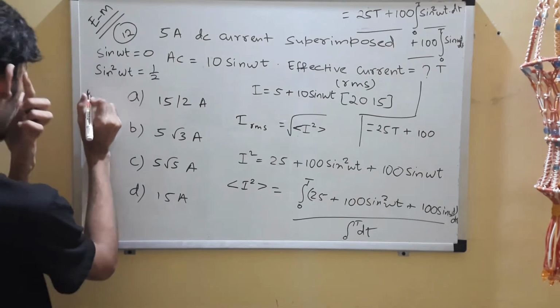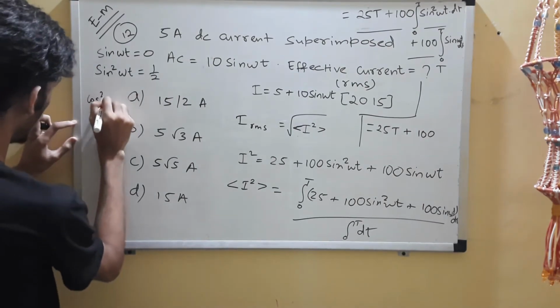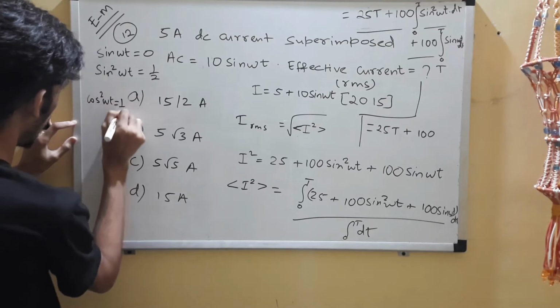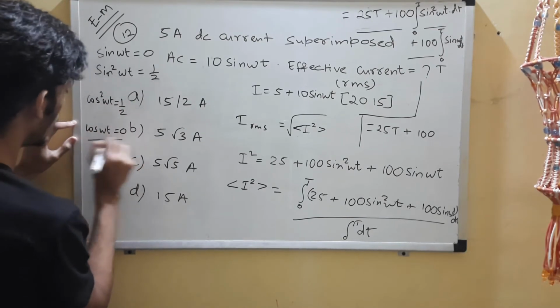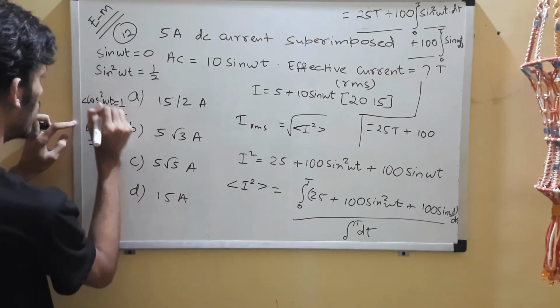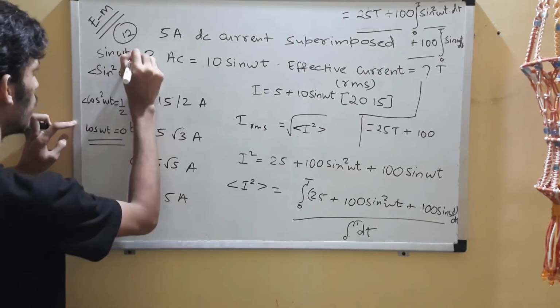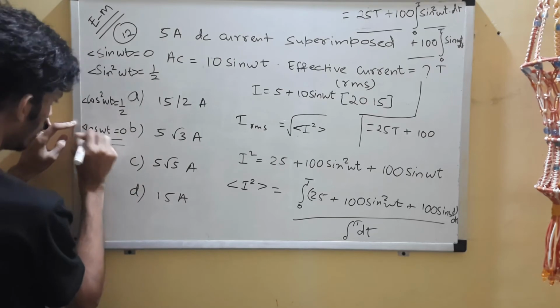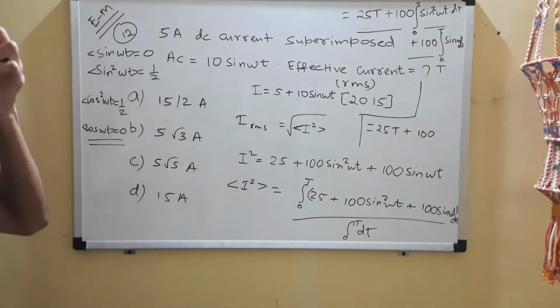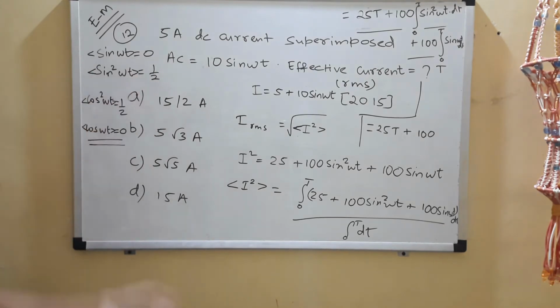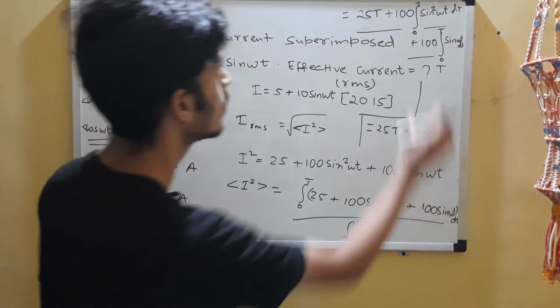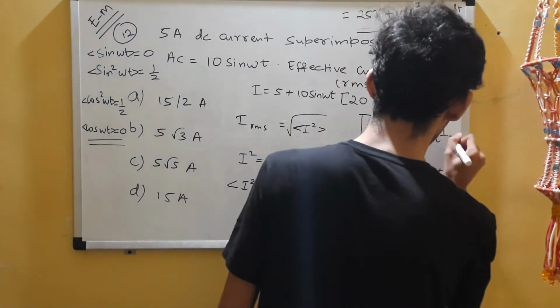Also you can learn some more. Cos square omega t, which is analogous to this, will be half, and cos omega t will be 0. So you can remember these values. It's for average, sorry for not putting that sign. So the average of sine square omega t over a cycle is half. Here we'll substitute half, so this average will be half.